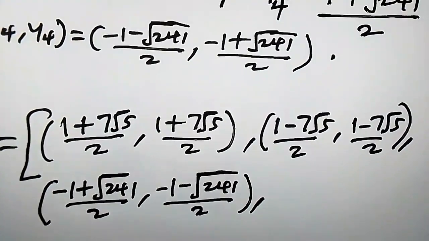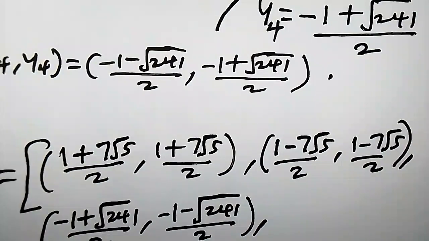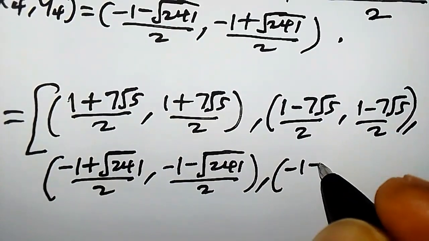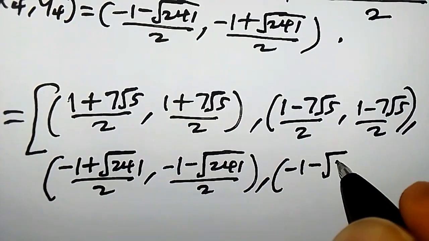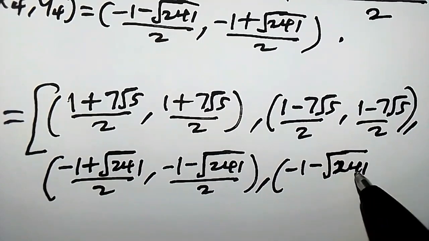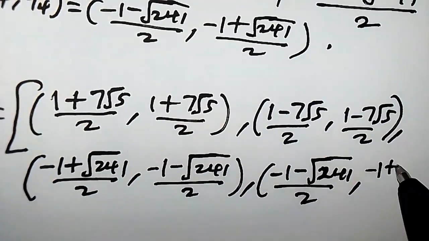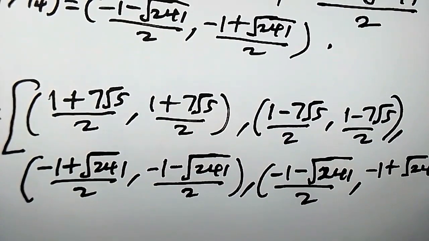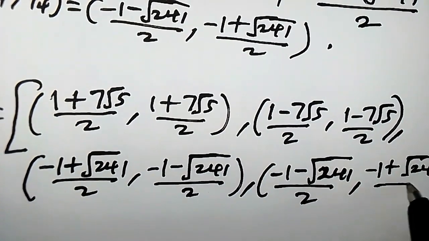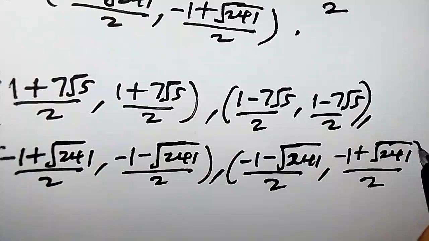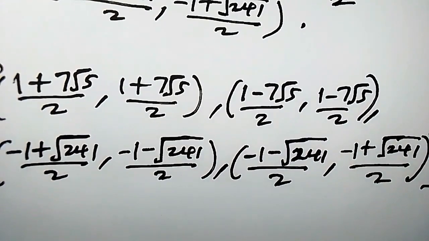And the fourth solution is this guy, minus 1 minus root 241 divided by 2, comma, minus 1 plus root 241 divided by 2. This is the fourth solution for this math problem.